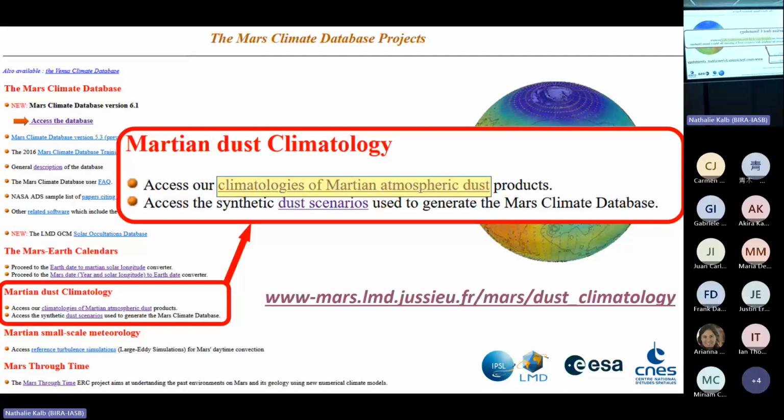So there are two kinds of products. One is just observations, and one is observations plus some interpolation, and that's mainly used by modelers because they need a full longitude and latitude map, which has no gaps. Okay, so this data set goes from Martian year 24 to Martian year 36.